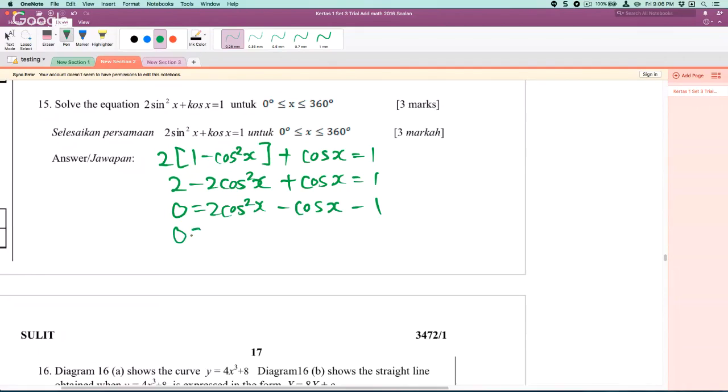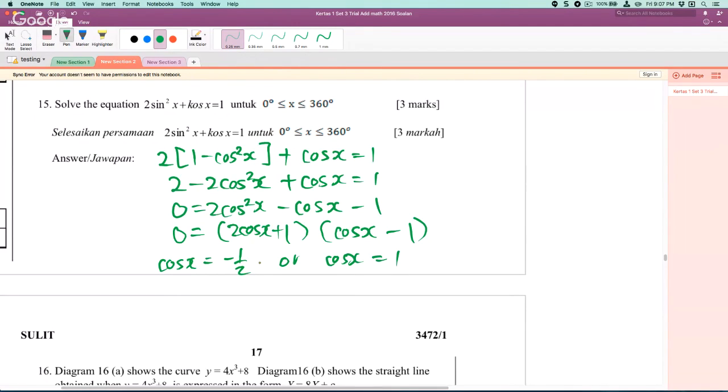All right, then I will factorize this one. I will get 2 cos x, and then this one is cos x. I will use 1 and 1. This is negative, this is positive. So I will get two answers. One is cos x equals negative 1 over 2, or cos x equals 1.